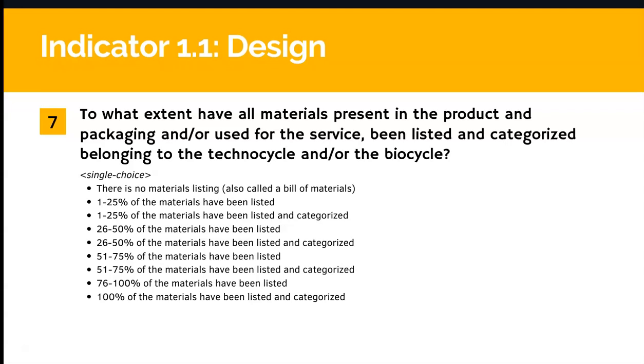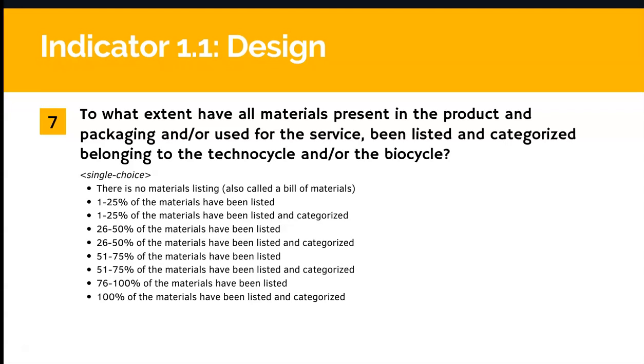So this very first question is asking whether the materials that are present in the product, packaging or service infrastructure have been categorized and listed as belonging to the techno cycle or the biological cycle. So this is referring to the butterfly chart that is also shown in your training materials. Essentially, we are looking at biological cycles that contain materials and products that can be used by living organisms to carry on their life processes. And these are materials and products that can be biodegraded in the natural environment.